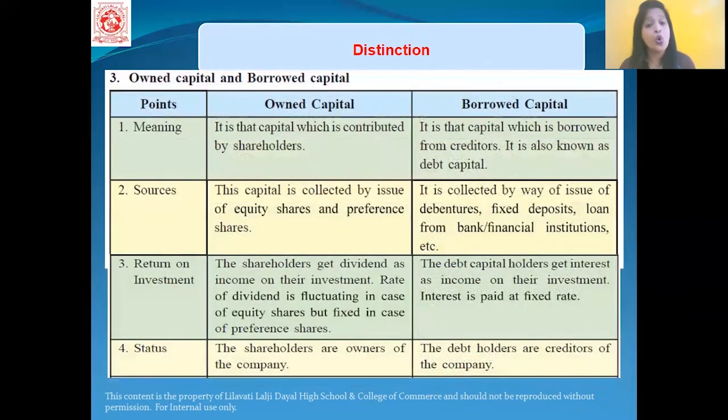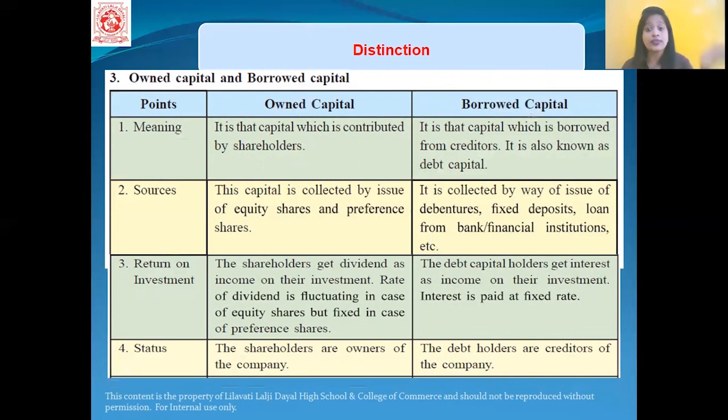Now, the last one is owned capital and borrowed capital. Owned capital is that capital which is contributed by the shareholders, and borrowed capital is that capital which is borrowed from the creditors. It is also known as debt capital. Then you have sources. Owned capital is collected by the issue of equity and preference shares, and borrowed capital is collected by the issue of debentures, fixed deposits, and loans. Next one is return on investment. Shareholders get dividend as a return on their investment, and in debt capital, they get interest as the income on their investment.